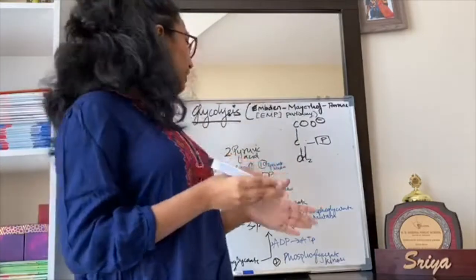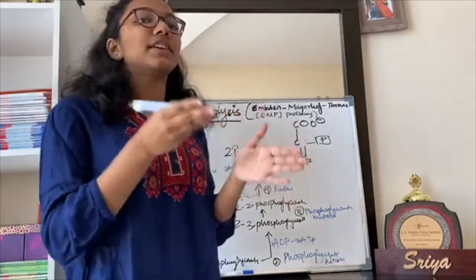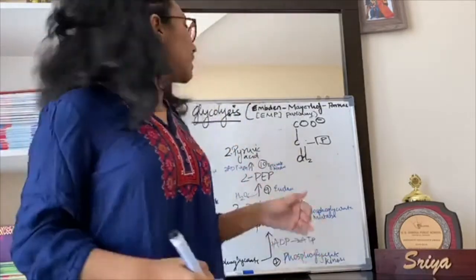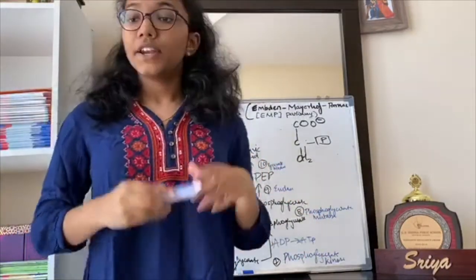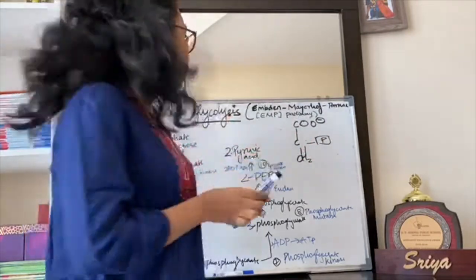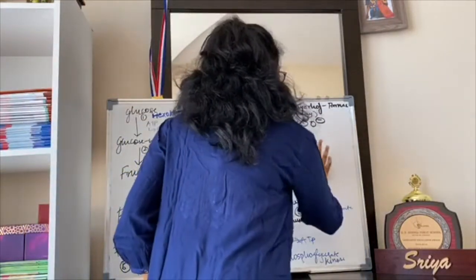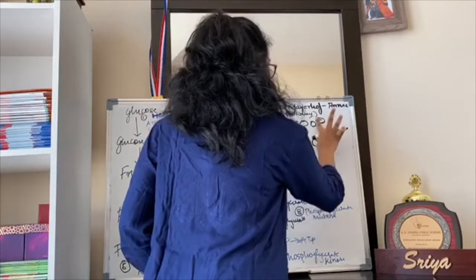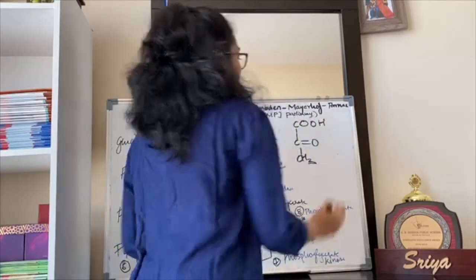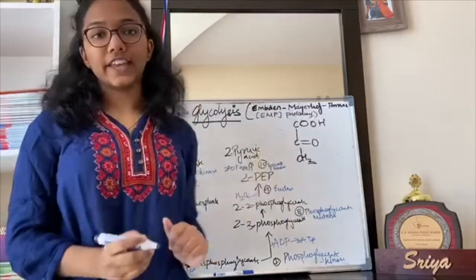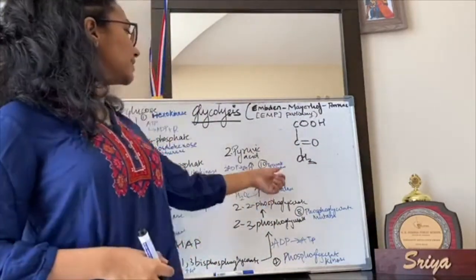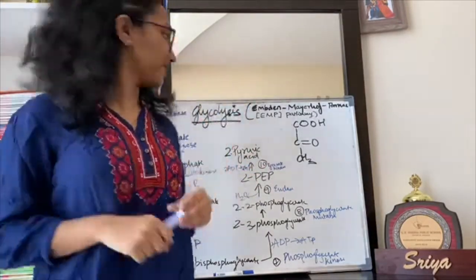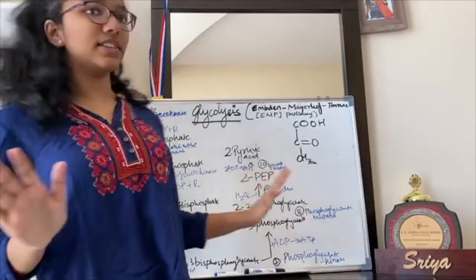Now for the final product, again ADP is converted into ATP. That means one phosphate group is coming out, and it will form pyruvic acid. The phosphate group is out and this is pyruvic acid. The enzyme for this is pyruvate kinase. So anything synthesizing ATP is a kinase. Fine. So we are done with all the steps of this.